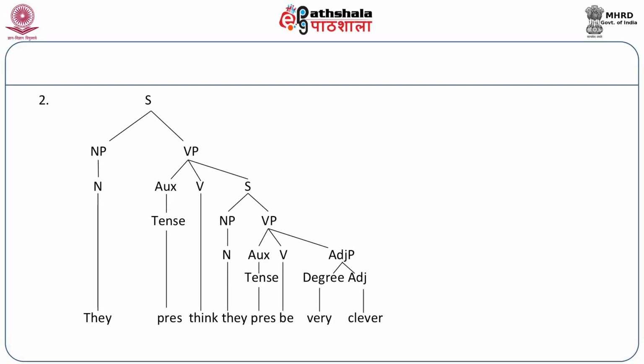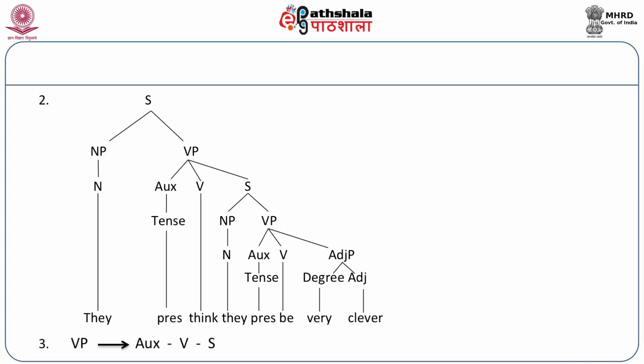So in the tree in 2, you can see that the clause they are very clever has been divided into two parts, a noun phrase and a verb phrase. So we have an S within an S. We have a complex sentence which we call an S. Within that we have a clause, they are very clever, which is also considered to be an S. Since it is a clause and a clause is like a sentence, we have decided to use the symbol S for a clause.